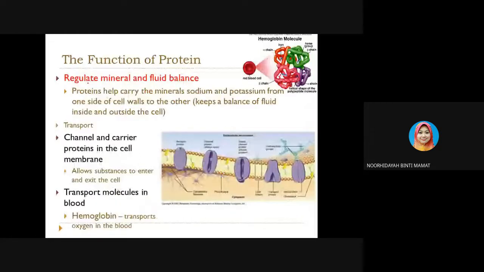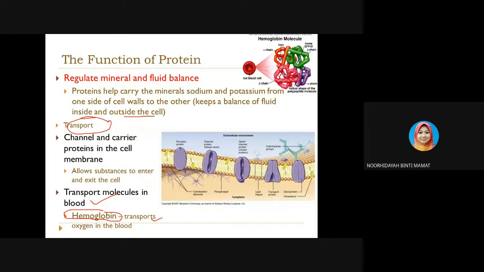All right, then the other one: protein can also regulate minerals and fluid balance. The protein helps to carry minerals, for example sodium and potassium, from one side of the cell wall to another. So we call it transport. It helps in the transport of minerals. It is important to transport in order to maintain the balance of fluids inside and outside of the cells. It can also be a channel and carrier protein in the cell membrane. It allows the substrates to enter and exit the cells. For example, it can transport molecules in the blood. For example, the protein hemoglobin transports oxygen in the blood.